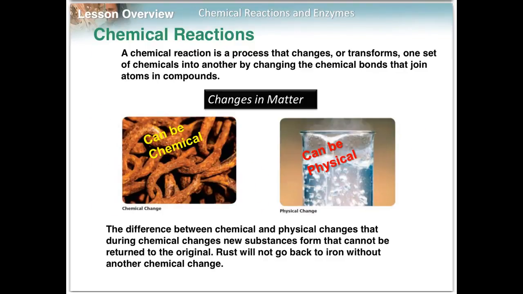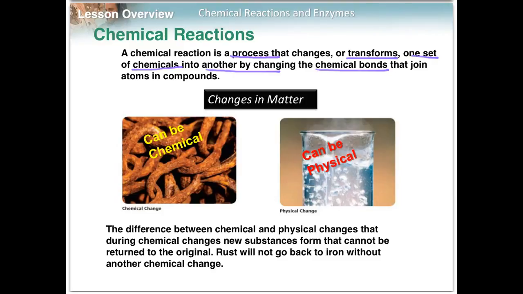First, let's get our definition for a chemical reaction. A chemical reaction is a process that changes or transforms one set of chemicals into another by changing the chemical bonds that hold these atoms together in those compounds.